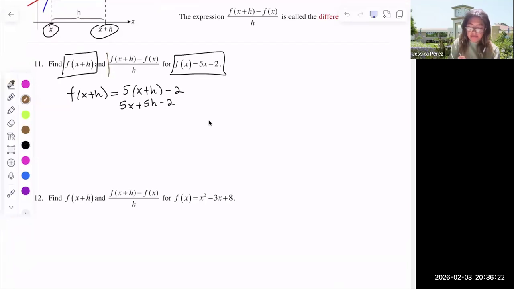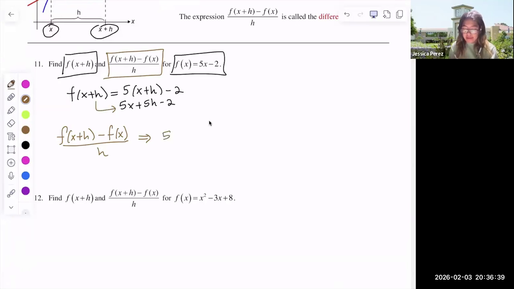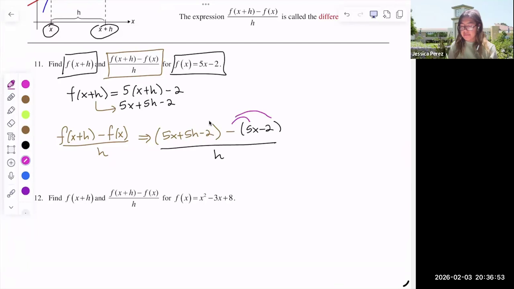Now we're going to have to use this definition of the secant line, or that difference quotient. So I have to say, okay, well, I need f of x plus h minus f of x all over h. Okay, so let's rewrite it. I already know what f of x plus h is. That's 5x plus 5h minus 2, minus the quantity f of x. So f of x is 5x minus 2, all over h. We're going to have to distribute this negative, and we're going to get 5x plus 5h minus 2 minus 5x plus 2 in the numerator, all over h.